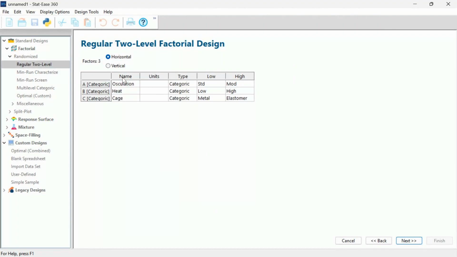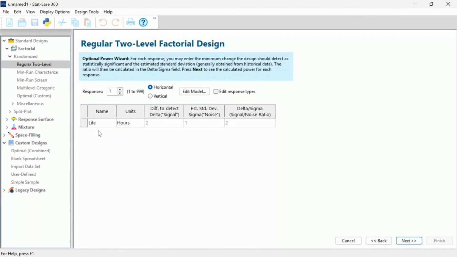So here we see that we've entered in the names. We've entered these factors all as categoric because we are just told that there's a standard versus a modified oscillation. Normally, I would put a numeric value in that. The same for the heat, as I mentioned. And then the cage is truly a categoric factor, either metal or elastomer or plastic. And then we have the life in hours.